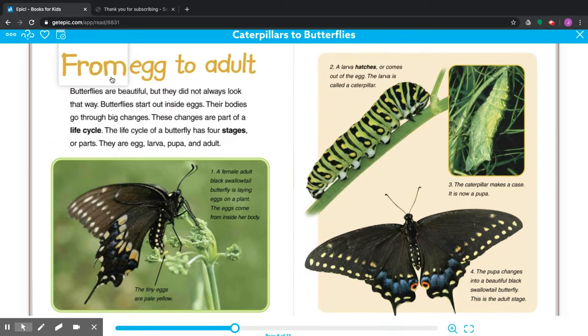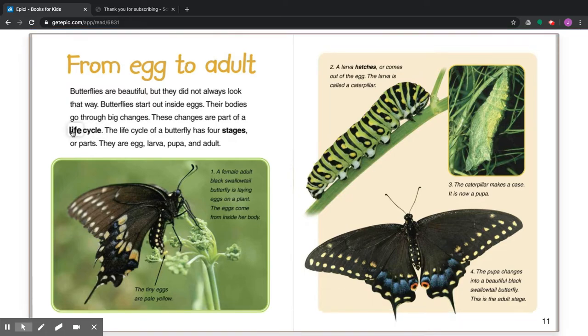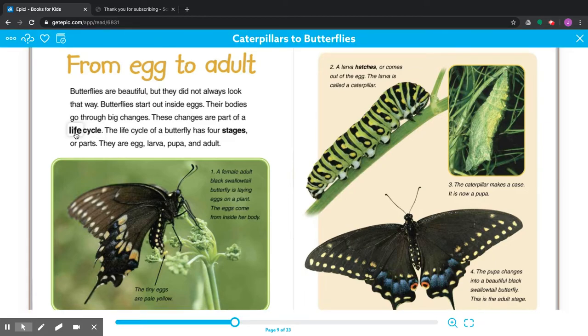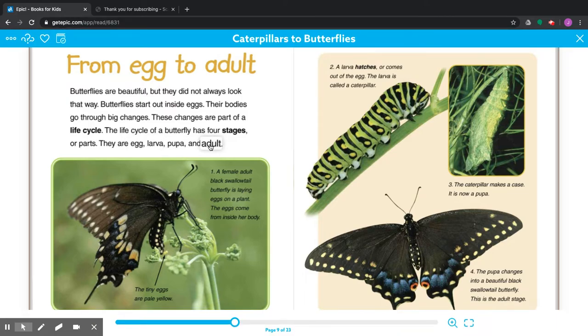Now, notice we have these bold words here. Those bold words tell us that these words are important. So it's important for us to know what the life cycle of a butterfly is, and that those include these four stages, which are egg, larva, pupa, and adult.